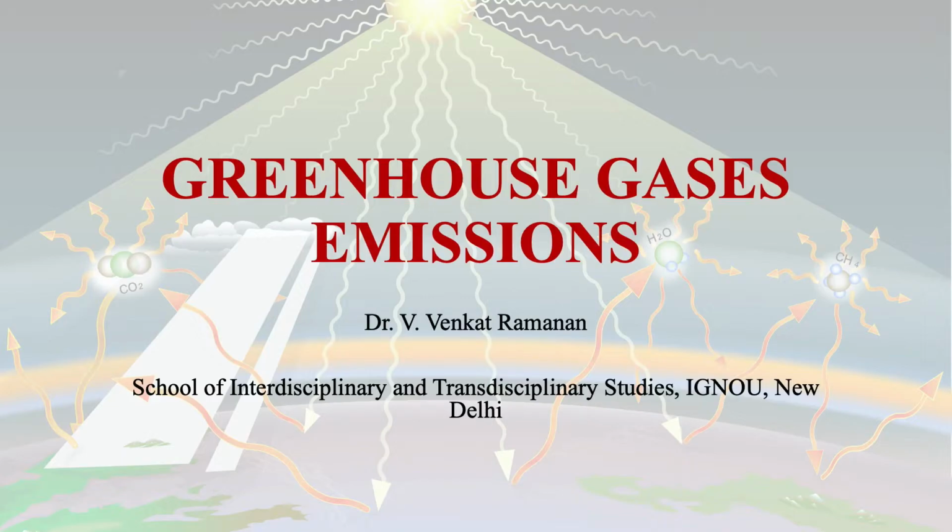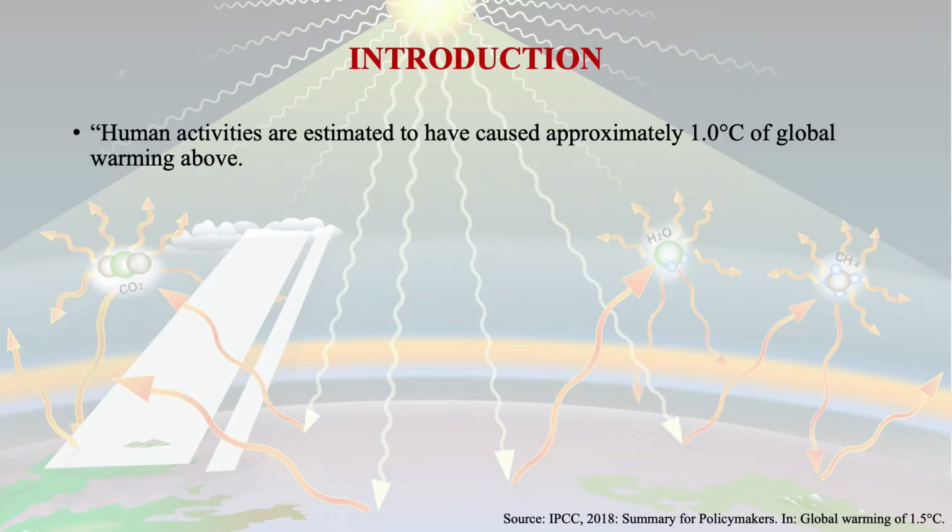Hello learners, today we'll be discussing greenhouse gas emissions. We know that human actions and activities, particularly economic activities since the industrial revolution, have caused a lot of harm to the environment, particularly the atmospheric environment, wherein you can see for yourselves that the greenhouse gas concentration in the atmosphere has increased tremendously since the industrial revolution.